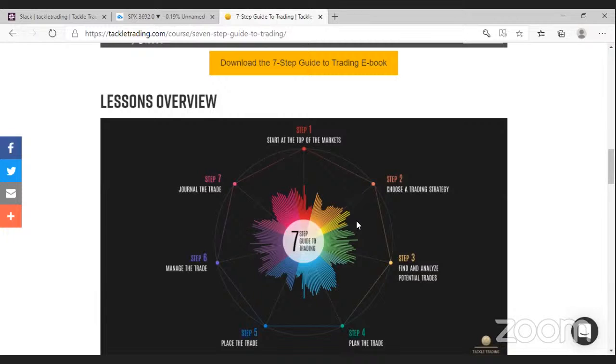Hey, what's the broad market doing? How are the different sectors, the industries within those sector groups, right? Going with the flow, if you will, into choosing our strategies, finding our trades, planning or prepping those trades, of course, placing them, managing them, and of course, journaling them really will help you get a better understanding of the way we approach the markets as a team here at Tackle Trading.